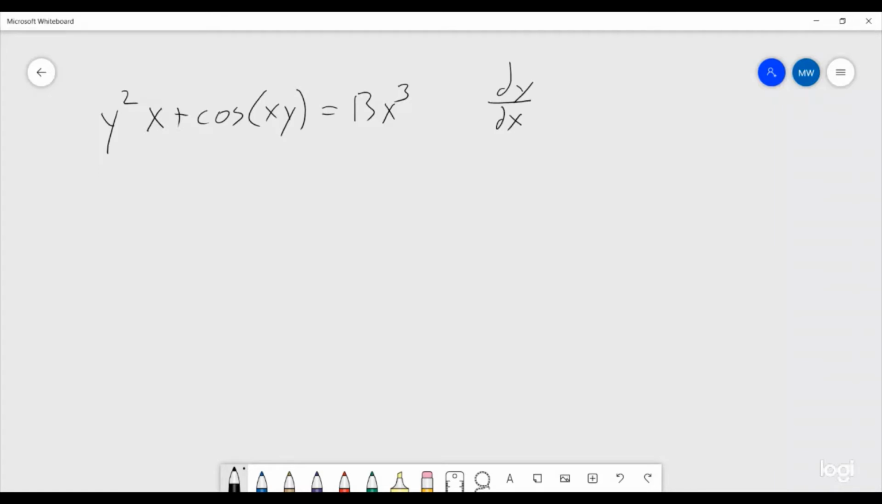We can't really solve for y in this case. It would be very tricky to do so. So what we are going to have to do is use implicit differentiation to find dy dx, using the chain rule and product rule and all of those different rules together, and then we are going to try and solve for dy dx.